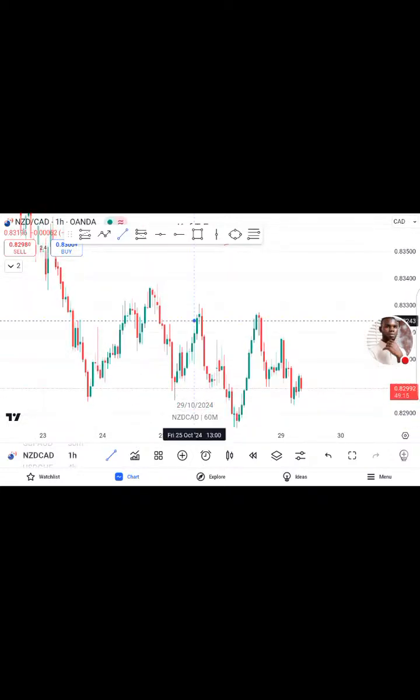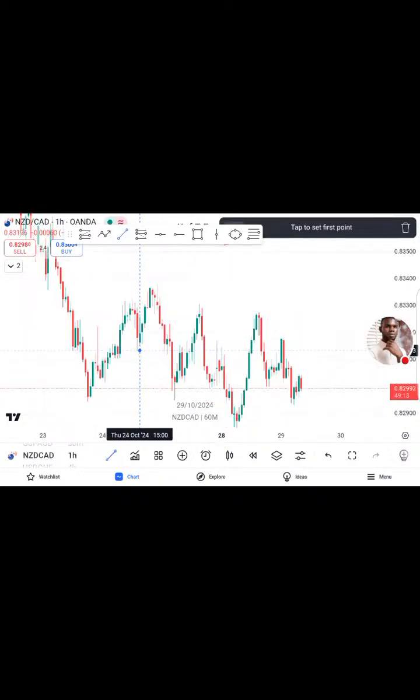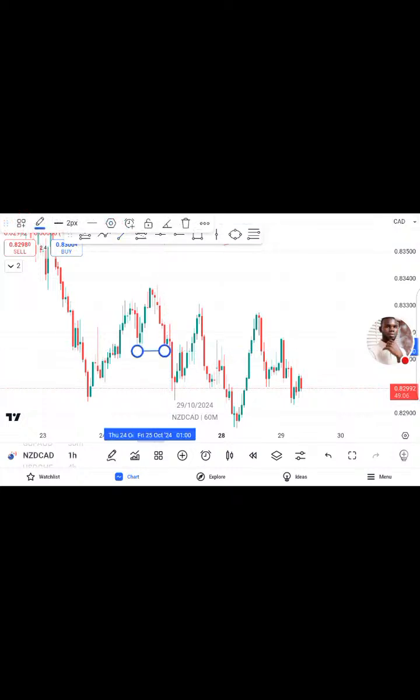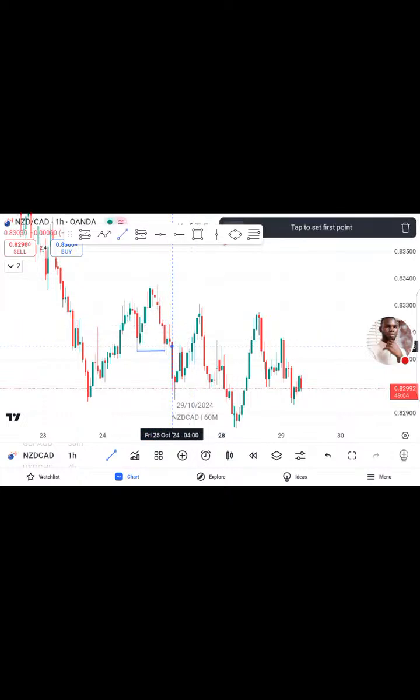Looking at this, I have this low being taken out. I've done the analysis before. By the time TradingView is going to show my analysis, it will be double analysis on this chart. And also this low being taken out as well. And I have this high being taken out.